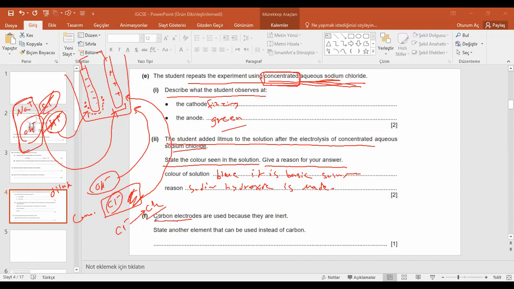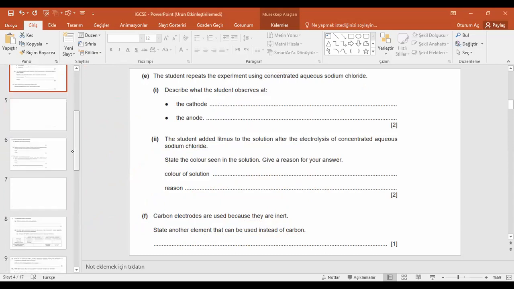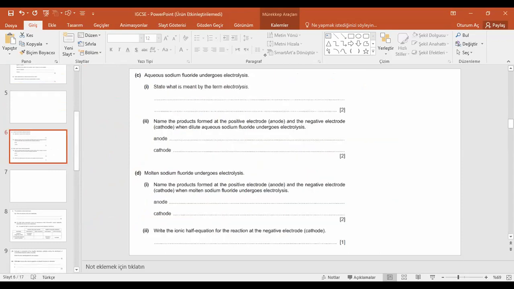Carbon electrodes, so next question. Carbon electrodes are used because they are inert. State another element that can be used instead of carbon. So guys, we always use either carbon or platinum. So this is the first part of today's questions. This is from, I think, 2022. Moving to the next question, let me make the screen bigger.